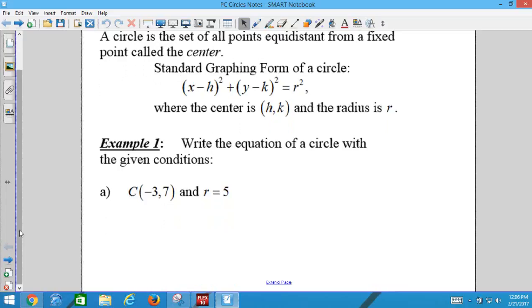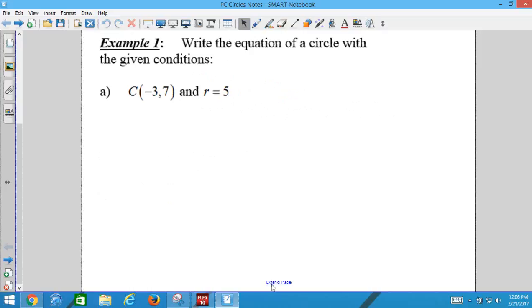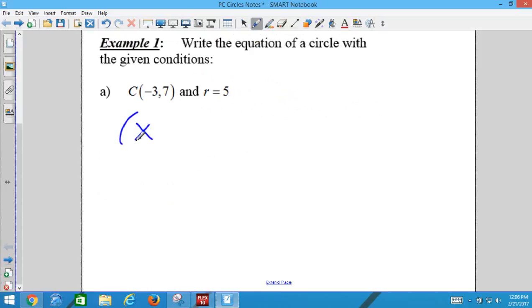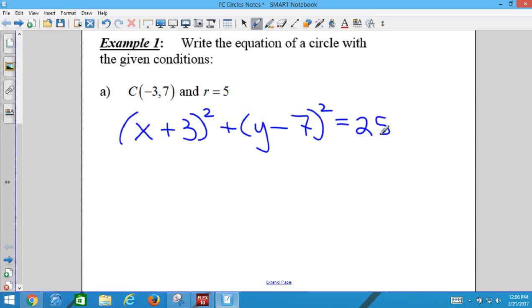So here is an example. We're going to write the equation of a circle with the given conditions. The center is at (negative 3, 7), and the radius is 5. So we will do x, and we will do minus h. So I do minus negative 3, squared, plus (y minus k) squared equals the radius squared. That is the equation of that circle.